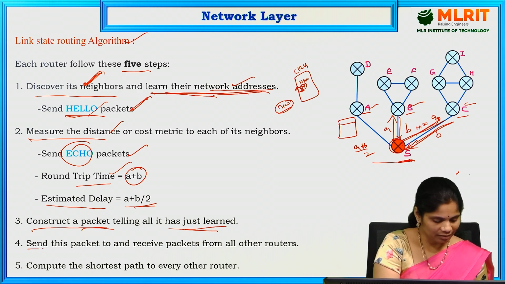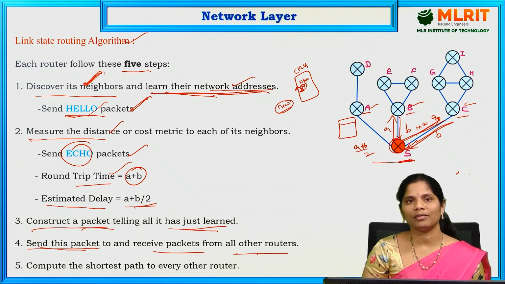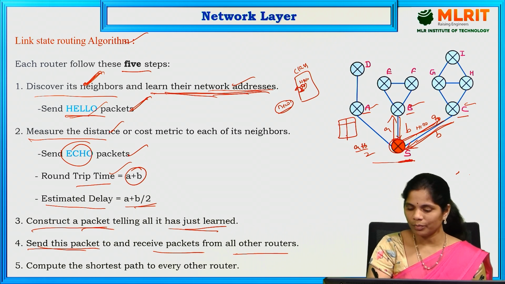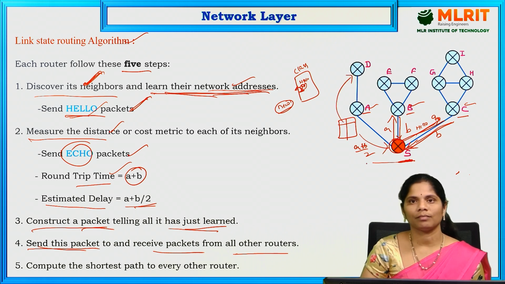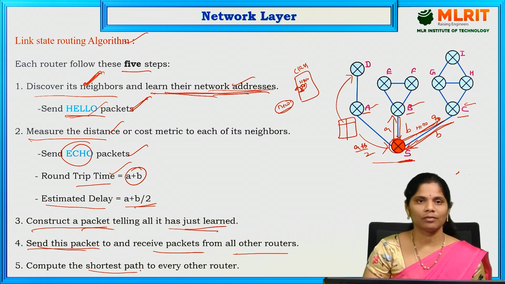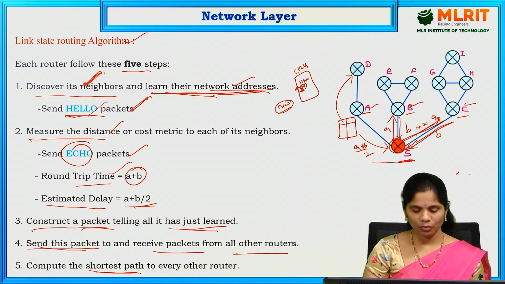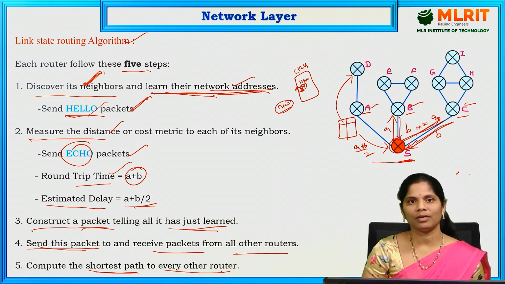And the next one is send this packet. You have to send the packet and receive the packets from all other nodes. Whatever packet is constructed is going to be sent to all other nodes. That is the fourth one. And the third one is compute the shortest path. Finally, what you have to do? Compute the shortest path to all other routers. That is the fifth case.